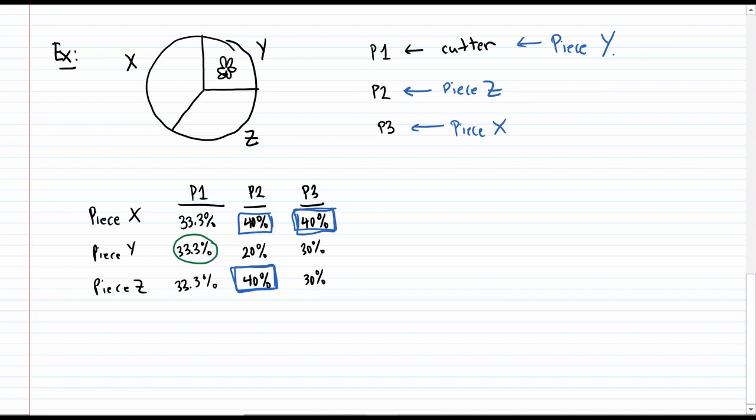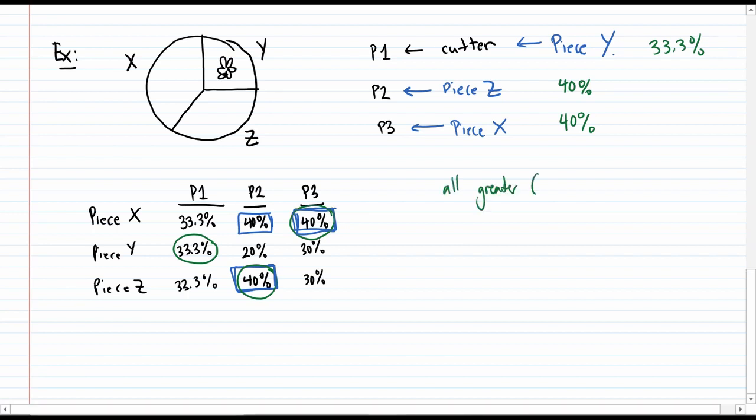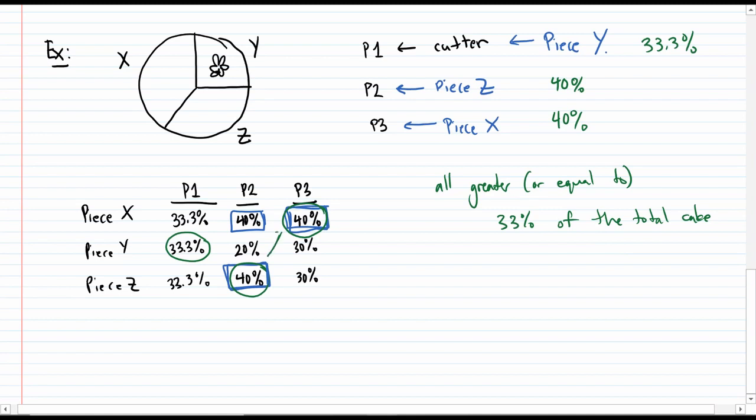Player 1 got at least 33%, player 2 got at least 33%, player 3 got at least 33%. So each person got at least 1/3 of the total value, right? They're all greater or equal to 33% of the total cake. Okay, I guess, 33.3333, whatever. So this is an example of the simple scenario for Steinhaus's proportional procedure. Player 2 and player 3 approved of different pieces. Again, they also approved of the same piece, but there were two pieces that were different that they approved of. So it's easy to hand out the pieces.